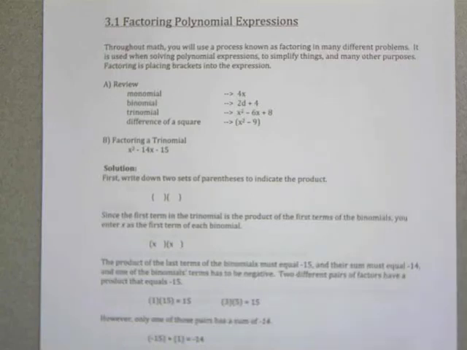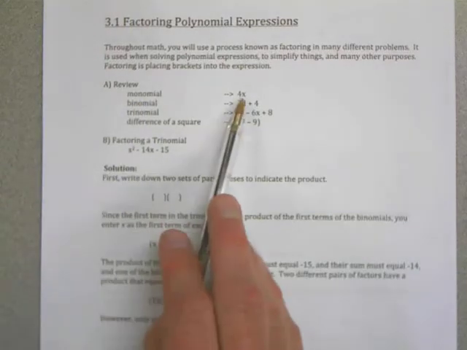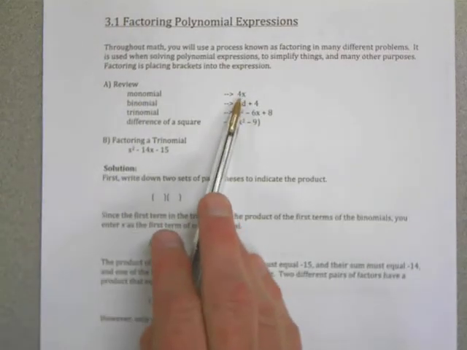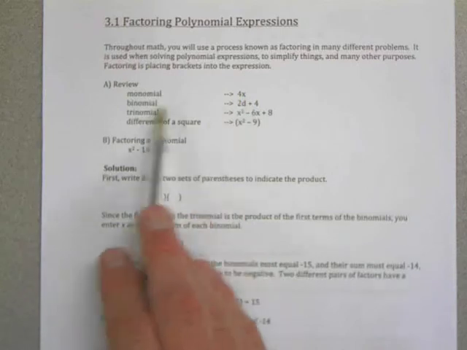Today we're looking at 3.1 factoring polynomial expressions. This should be a review from grade 10 math because you did do it last year, so we're just going to take it one step further. So quick review: when you have a polynomial, you have a monomial. It deals with just one variable with an exponent, with a coefficient.